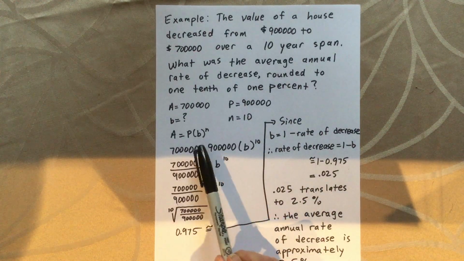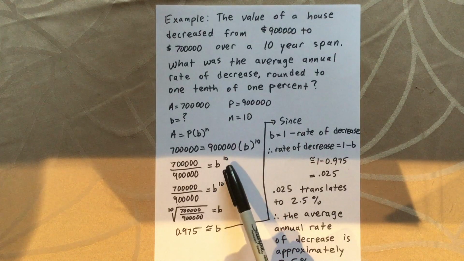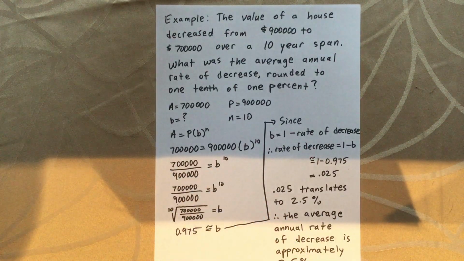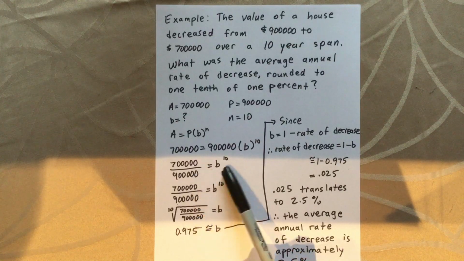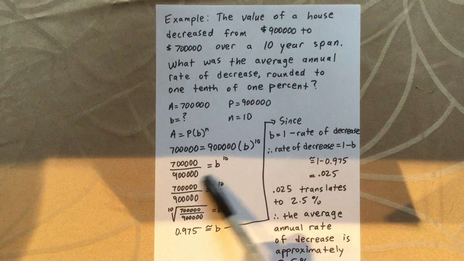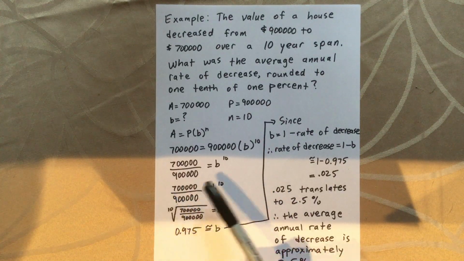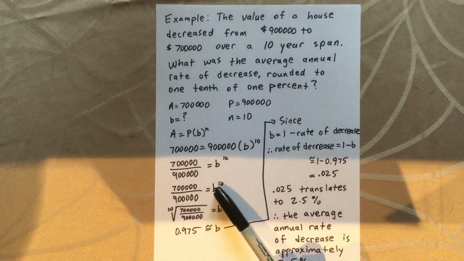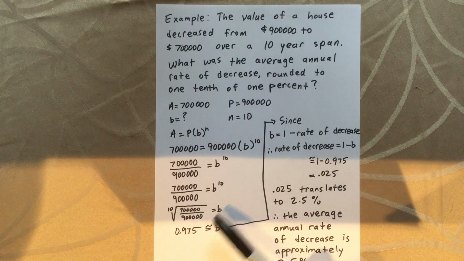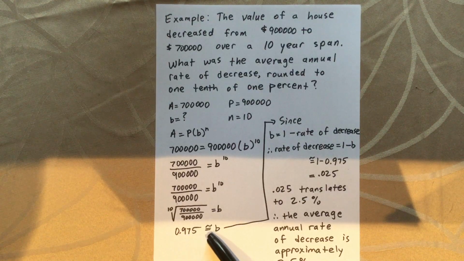So A equals P times B to the N, which means 700,000 equals 900,000 times B to the 10. We can divide both sides by 900,000, and we get 700,000 over 900,000 equals B to the exponent 10. Okay, for some reason I wrote it twice. But what we can do now is take the 10th root of both sides. So the 10th root of 700,000 over 900,000 will equal B. So 0.975 will approximately be equal to B.